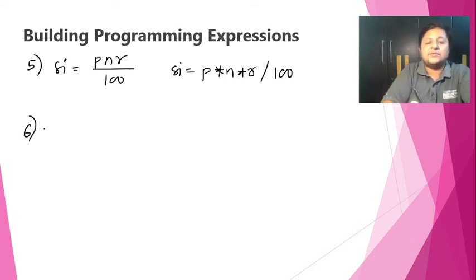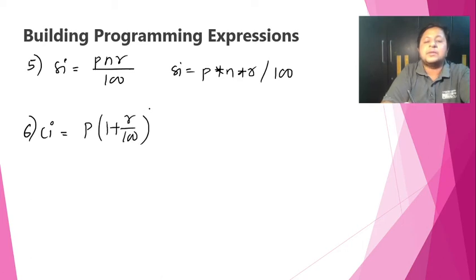Okay, let us have the formula for compound interest, CI. CI goes like P into 1 plus R by 100 raised to N, minus P. Because this complete expression gives you the amount after interest, if I subtract the principal from that, I'll be getting CI.